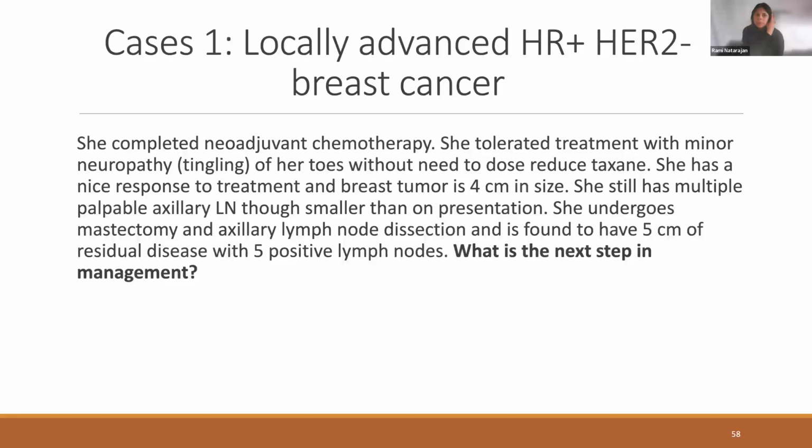So this woman completed neoadjuvant chemotherapy. She tolerated treatment with very minor grade 1 neuropathy, just some tingling in her toes. So we didn't need to reduce her taxane. And she had a very nice response to treatment in the sense that it's smaller, about 4 centimeters. Though she does have multiple palpable axillary lymph nodes, though they're smaller than what was on presentation. She underwent a mastectomy and axillary lymph node dissection and was found to have 5 centimeters of residual disease with 5 positive lymph nodes. So what is the next step in management for her?